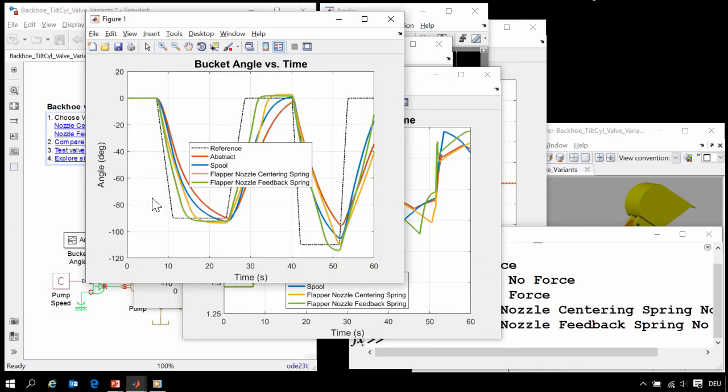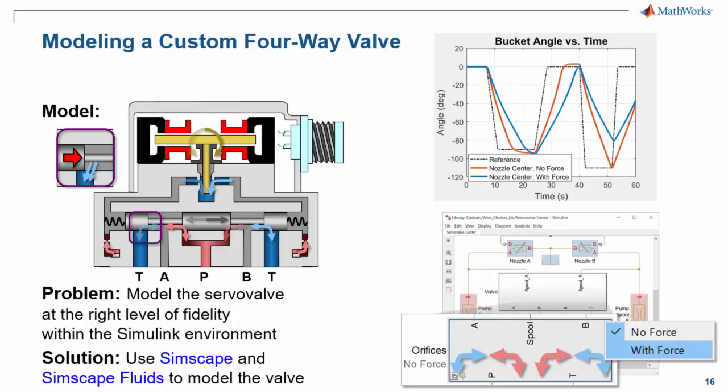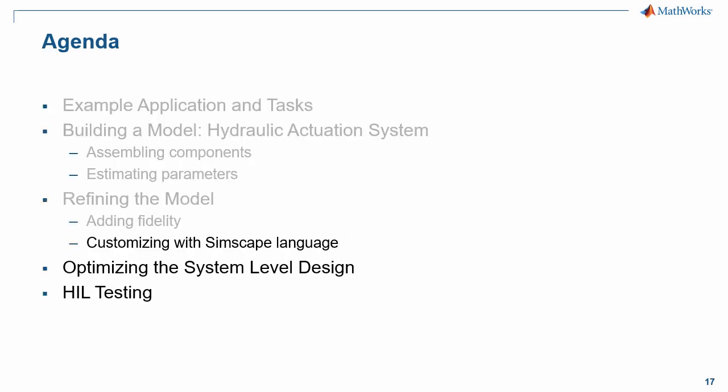And here you can see the results. So all of the four valves have now been compared. We can see how the type of valve affects the behavior in the system. In this demonstration, we have seen how we can model a custom four-way valve using Simscape Fluids. We have seen that there are a wide range of options for customizing a Simscape Fluids model. We will now show how you can create your own custom component.